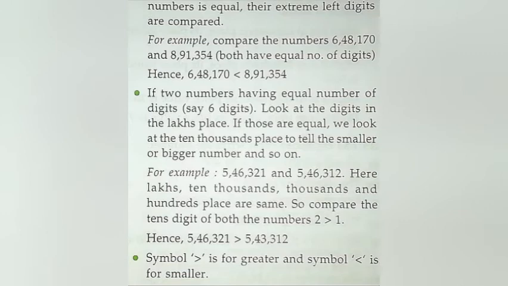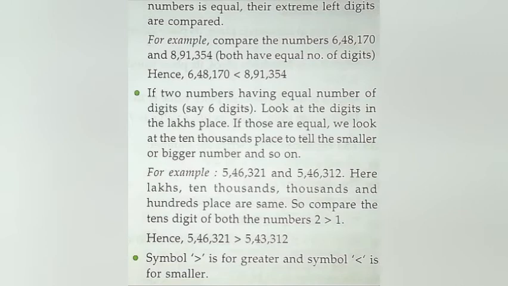So hence 5,46,321 is greater than 5,46,312. Here there is a printing mistake. It's 46,000 and not 43,000. So you have to recognize and observe the figure properly, so you get to know which is smaller and which is bigger. A symbol is given here for smaller and bigger, so you can compare the figures.